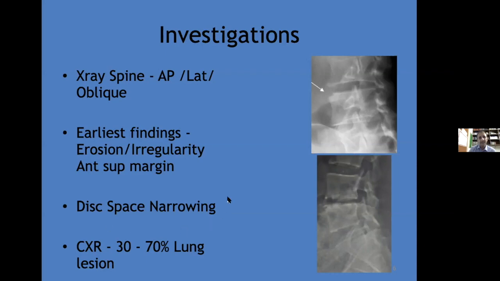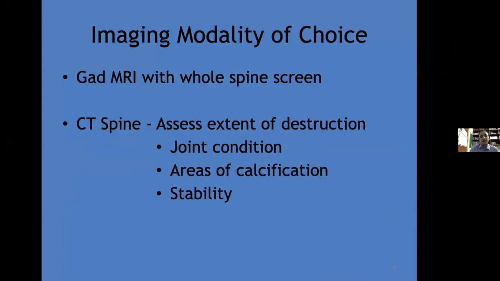Then secondly, there would be disc space narrowing, because there is paradiscal disease and end plate erosion. So despite the disc being intact, still there is narrowing of the space. Now you should always get a chest X-ray as well whenever you are suspecting, because 30 to 70% of these cases would have a lung lesion as well. So this was basically the X-ray and how you should proceed when you look at an X-ray.